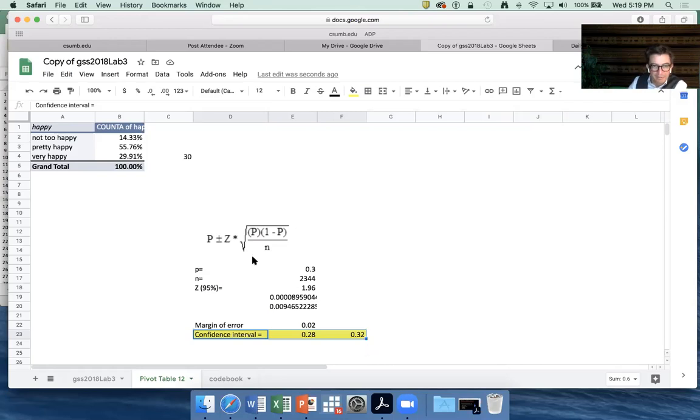In the sample, it was 30, right? But we may be off because of margin of error, because of sampling error, right? We may be off by 2%, 2 percentage points. So we are 95% sure that in the population, between 28 and 32% are very happy.